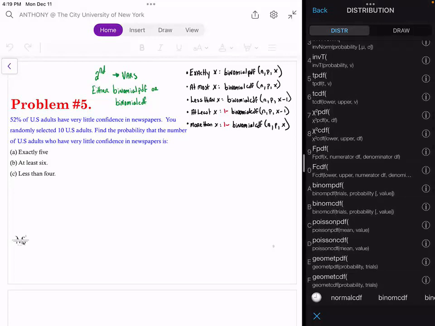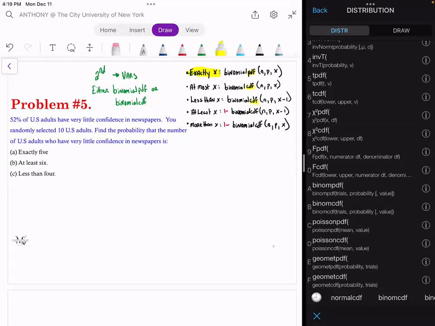You will select binomial PDF whenever you see the word exactly. So one of the keywords or phrases from this problem, which I haven't read yet, is going to be the word exactly. When you see exactly some value, we're going to use the binomial PDF command. If I see at most, less than, at least, or more than x, we will need to use a binomial CDF command.